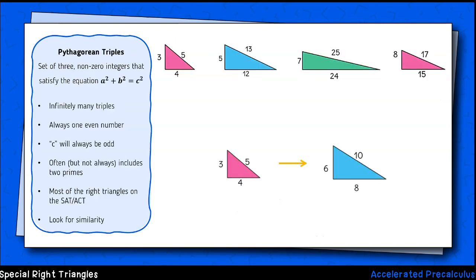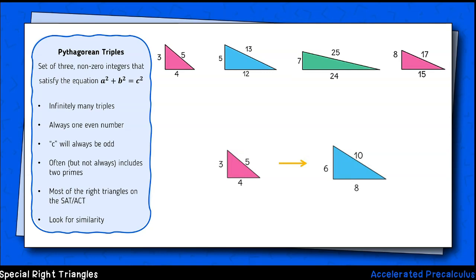Alright, after using the Pythagorean theorem a few times, you may begin to notice some patterns. I want to briefly point out what are referred to as Pythagorean triples. That is, a set of 3 non-zero integers that satisfy the equation a squared plus b squared equals c squared. Only the first 4 triples are pictured here. However, there are infinitely many triples.